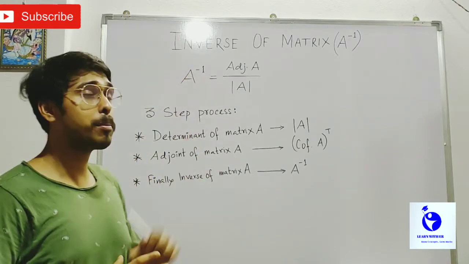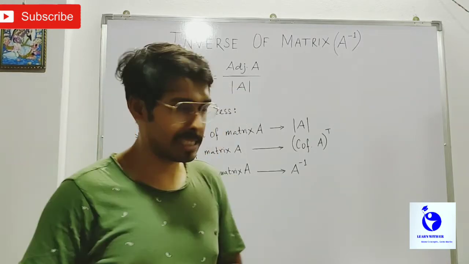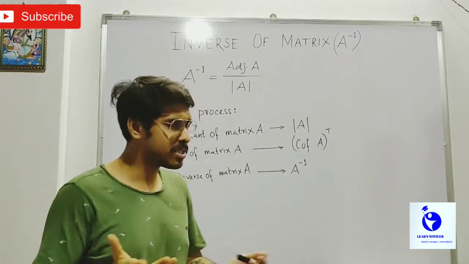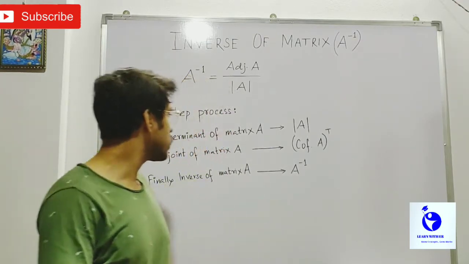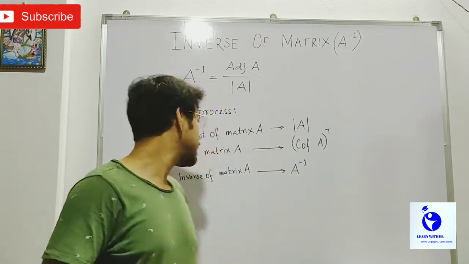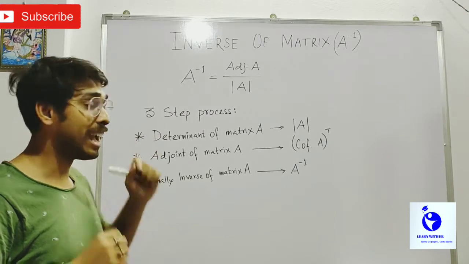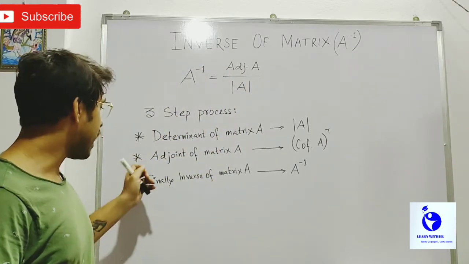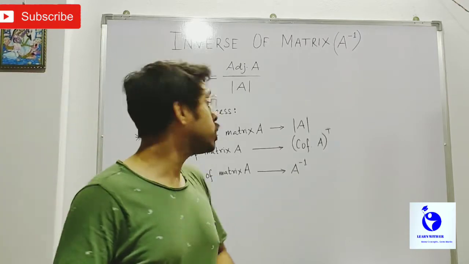Now the inverse of a matrix is a three-step process. The first step is to find out the determinant of the matrix A. Let us say any matrix A is given to you. So the determinant of a matrix A needs to be found out. This is the first one. The second one is you need to find out the adjoint of matrix A. And the third one is finally you need to find out the inverse using this formula.